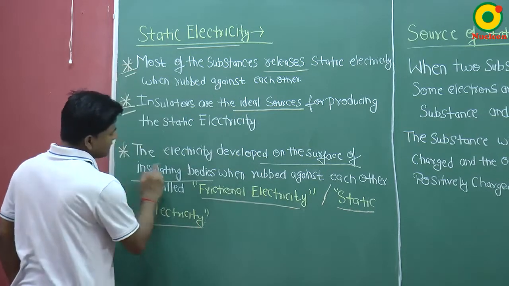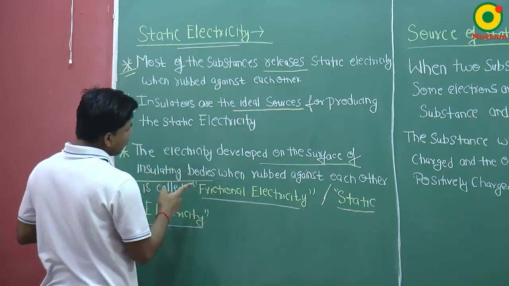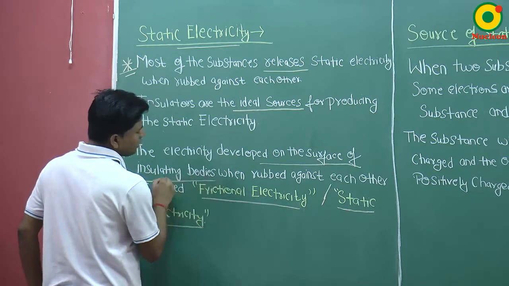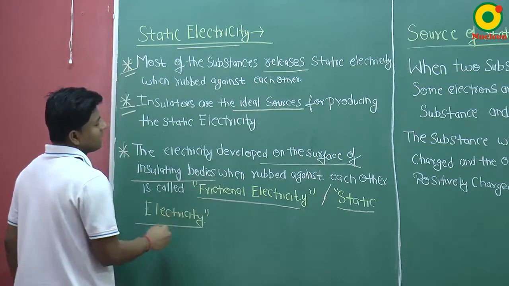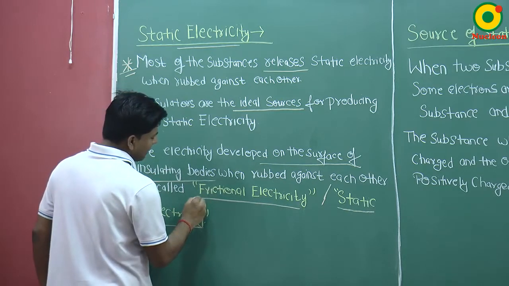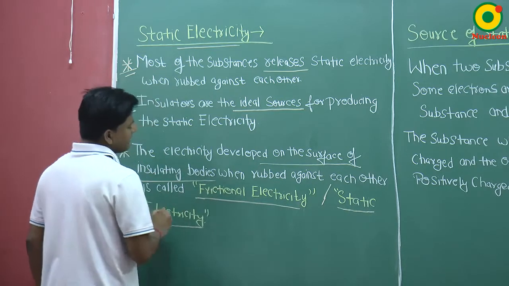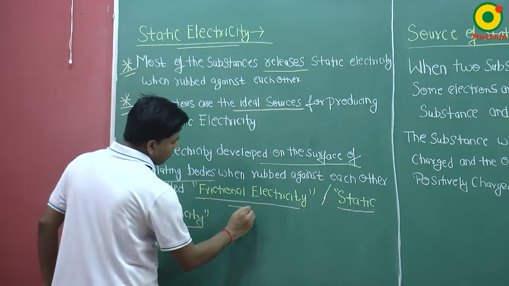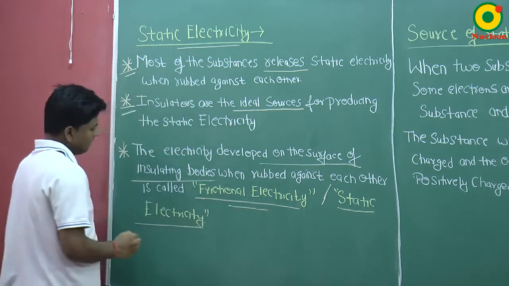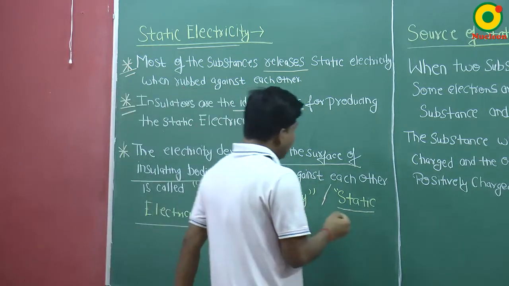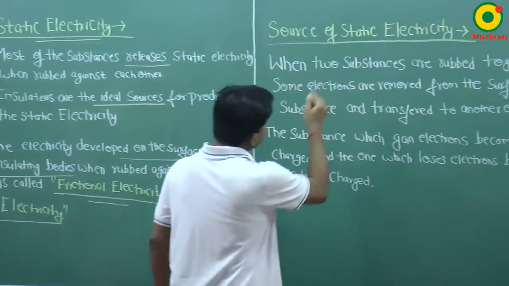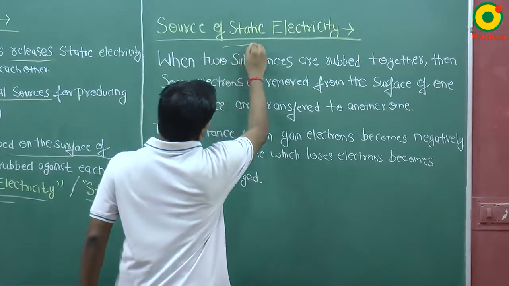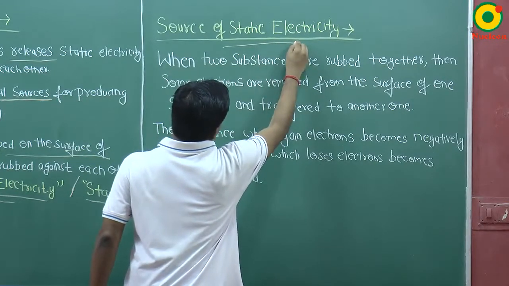So due to this rubbing between two bodies, whether it's an insulator or something else, the force of friction came into action and there is a transfer of charge which takes place, and that's why it is also known as frictional electricity. So we will see how it happens. Let's now discuss the source of static electricity, or how static electricity works.